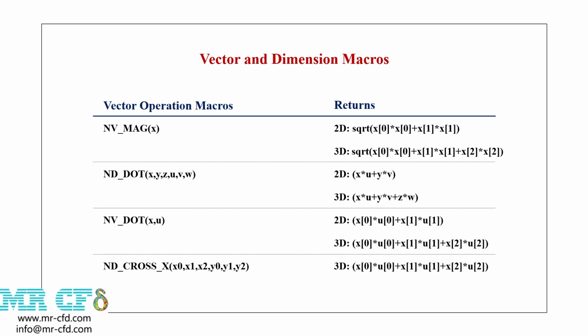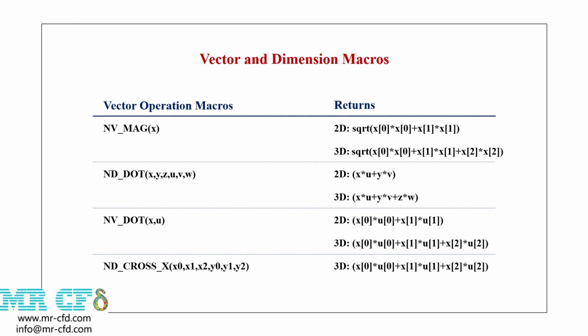Now we want to introduce some vector functional macros. These macros allow an operation to be performed on vectors. For example, the NV_MAG macro is used to calculate the size of a vector. It means that the different components of vector x are raised to the power of 2 in different directions and added together, and the square root of the resulting value is taken.